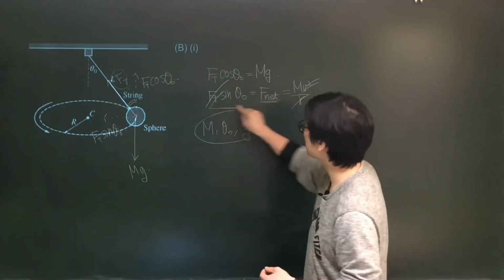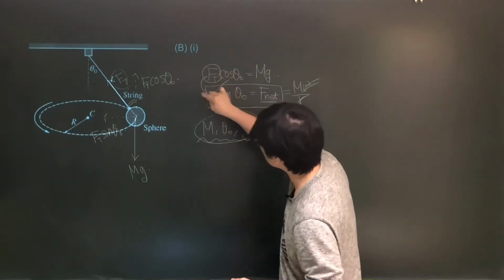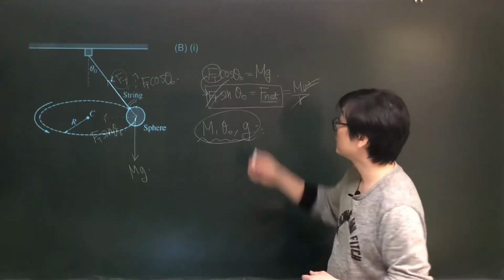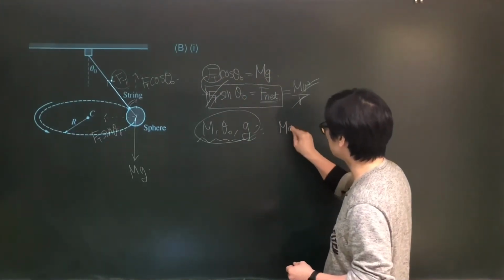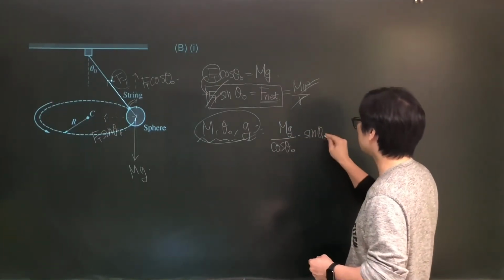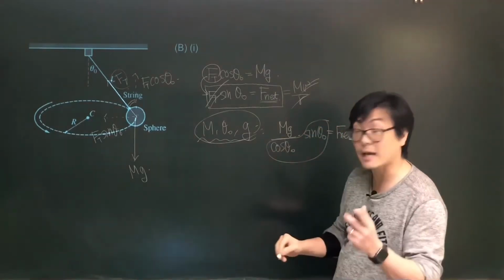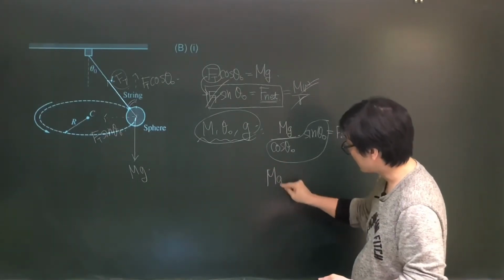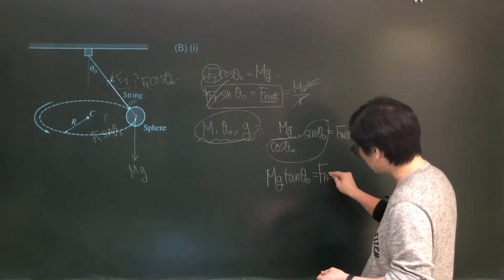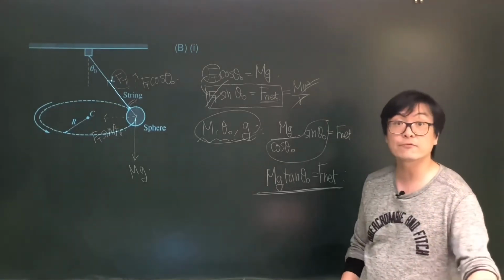Okay, so to use these variables, we need to substitute this tension out. From here, tension will be equal to mg over cosine theta 0. So plug in here, you will have mg over cosine theta 0 times sine theta 0 equal to our net force. And what is sine over cosine? That is tangent theta. So our final answer will be mg tangent theta 0 is equal to our net force. This is the magnitude of the net force, which is the answer for B1.